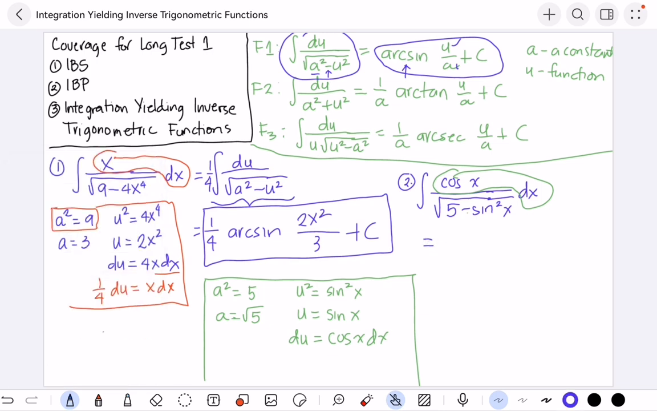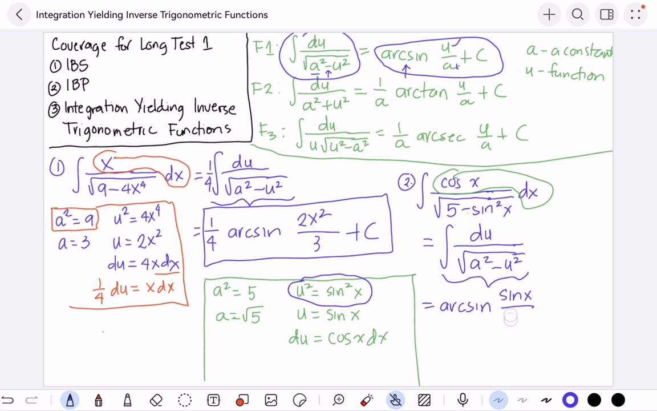So I have here integral of cos x dx is just du over the square root of 5, which is a square, minus sine square x, which is u square. Evaluating it, this is exactly formula number 1. So therefore, I'll just set up the antiderivative, that is arcsine of u, which is sine of x, over a, which is square root of 5, plus c.